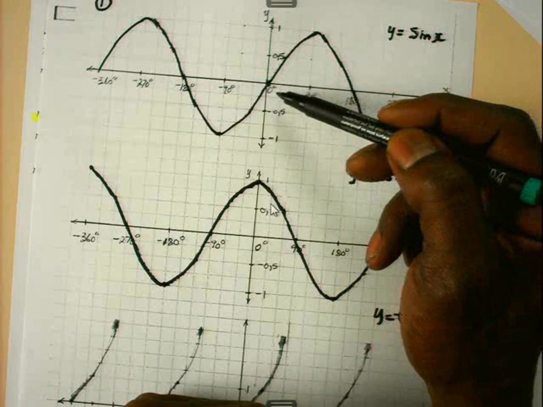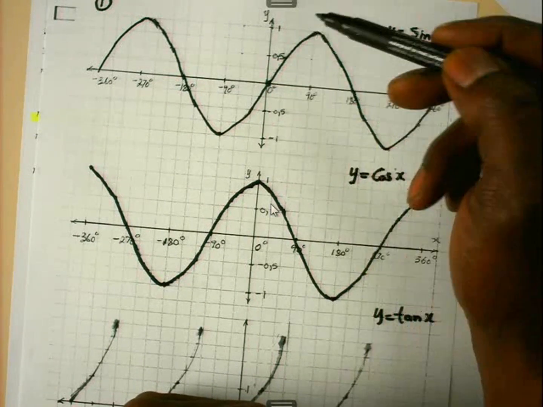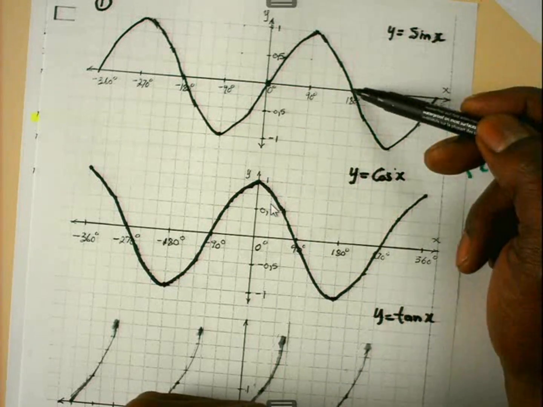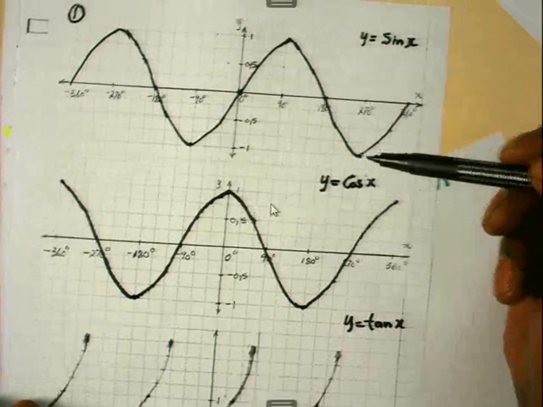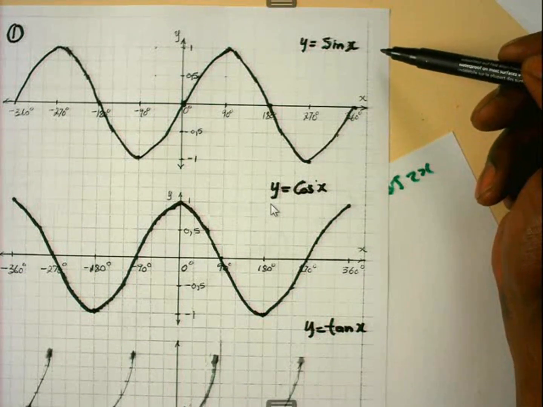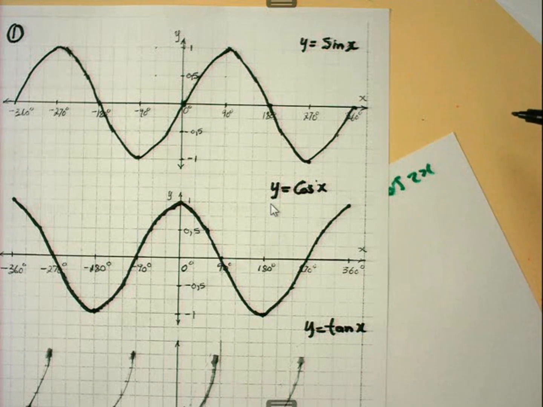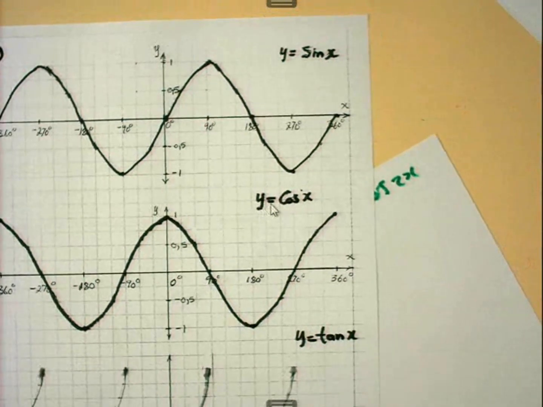We start from here, considering the y value. The y value is 0 here, is 1 there, is 0 there, is -1 there, is 0 there. The next one we are expecting it to be 1, the next one 0, the next one -1, the next one 0, the next one 1, the next one 0, the next one -1. The pattern just goes on and on like that.